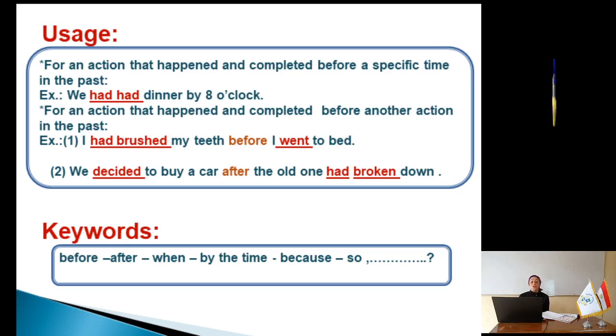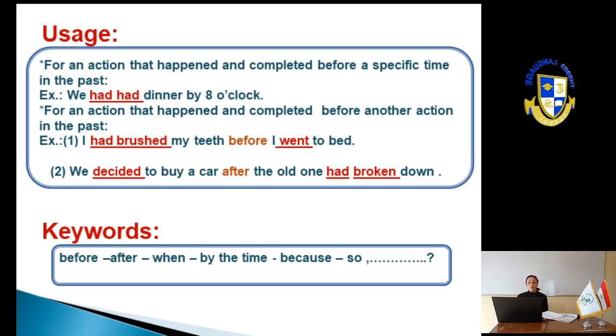Second usage, for an action that happened and completed before another action, but both of them in the past. How? I had brushed my teeth before I went to bed. So which one happened first? Going to bed or brushing your teeth? Of course, brushing your teeth. So in this case, if you are having two actions and both of them happened in the past, the first action should be in the past perfect tense.